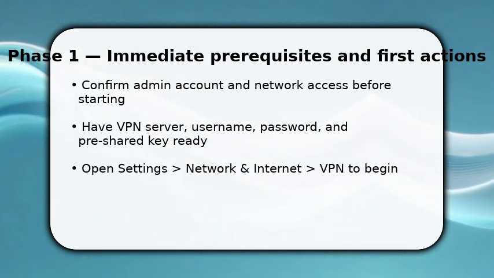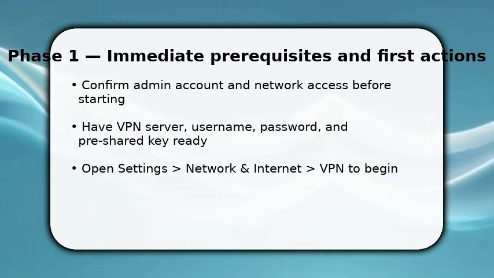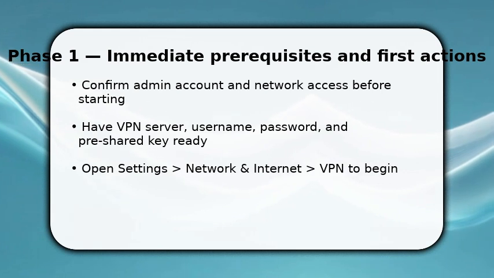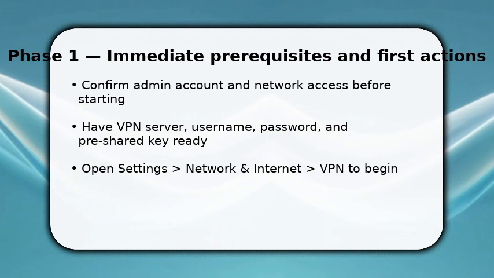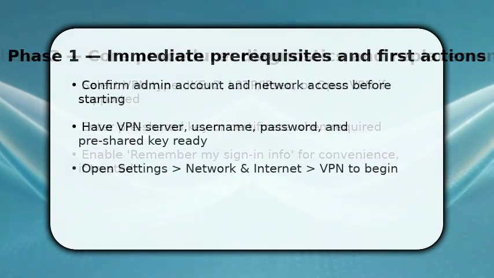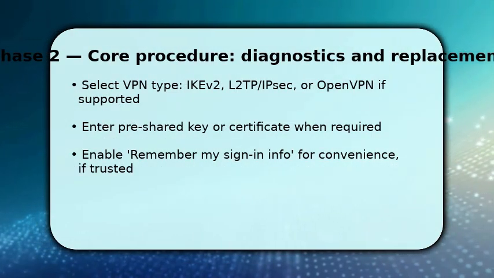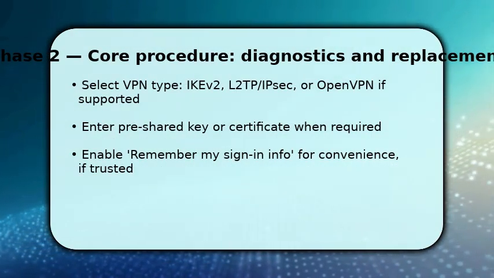Fill provider with Windows built-in, connection name with something memorable, and server name or address with the provider value. Make sure type of sign-in info matches the credentials you were given. Then pause before you save. Once the basic profile is created, you configure the protocol and authentication.